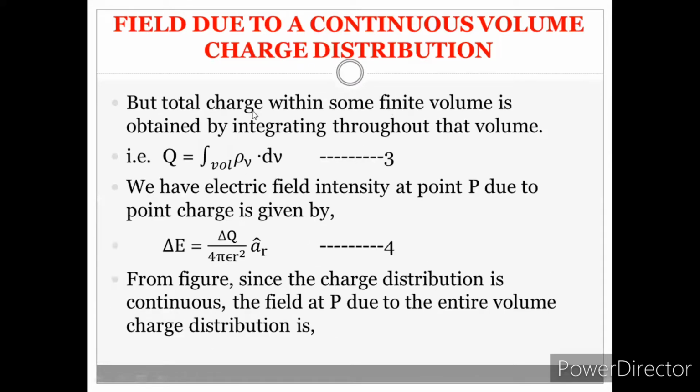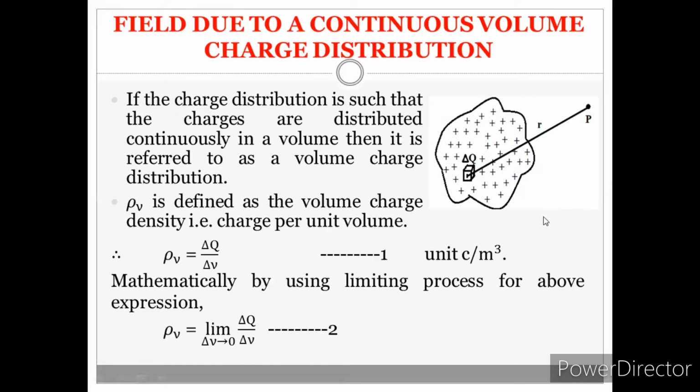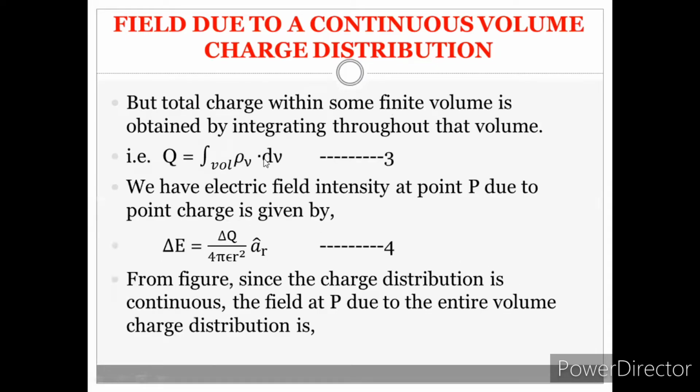But the total charge within some finite volume is obtained by integrating throughout that volume. If you observe, bring del V to the left hand side, and when you take the del to the other side, it becomes the integration. So we get the charge value. The total charge is given by the volume integral of rho V dV. This is how we find the total charge present inside that particular volume.